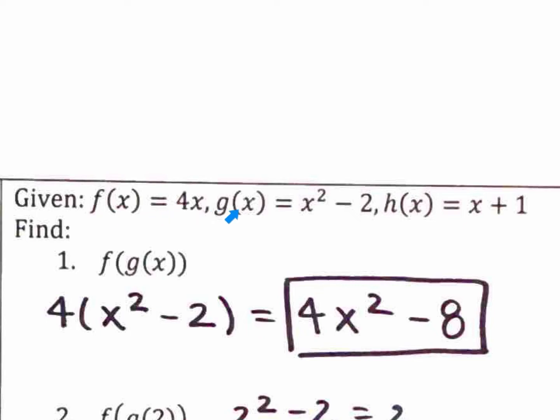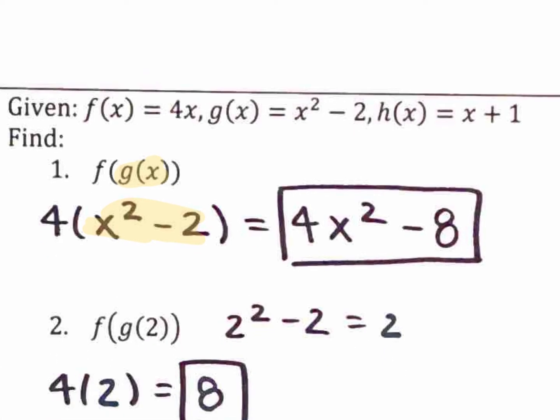I've got f of x, g of x, and h of x. If I wanted to do f of g of x, that essentially means I'm taking the g of x function and plugging it in for x to the f function. So the f function is 4 times something, and in place of that something, I'm throwing in the g of x function. All I have to do from there is distribute and simplify.